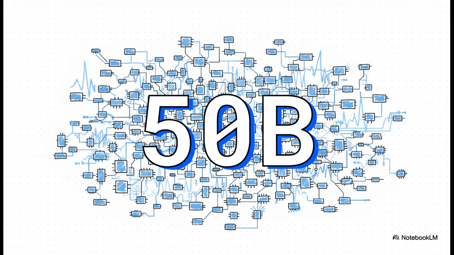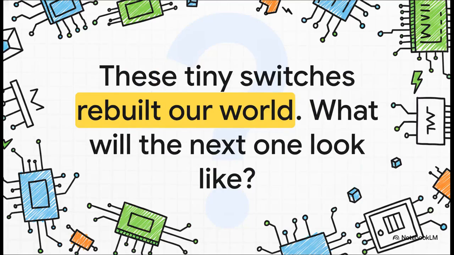A single modern computer chip can have around 50 billion transistors packed inside it, each one a perfect little switch, flipping on and off millions of times a second. It's a scale that is just, honestly, mind-boggling. So yeah, these tiny little switches, built from doped silicon, completely and totally rebuilt our world in less than a century. It kind of makes you wonder, right? What will the next tiny switch look like?